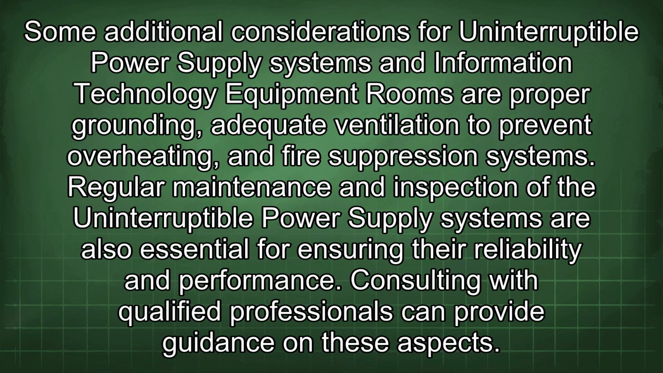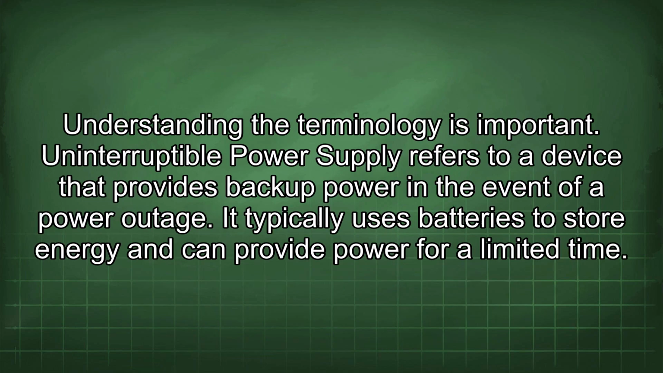Some additional considerations for uninterruptible power supply systems and information technology equipment rooms are proper grounding, adequate ventilation to prevent overheating, and fire suppression systems. Regular maintenance and inspection of the uninterruptible power supply systems are also essential for ensuring their reliability and performance. Consulting with qualified professionals can provide guidance on these aspects. Understanding the terminology is important.